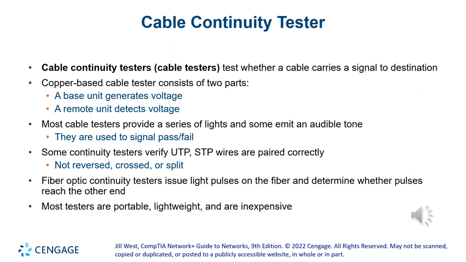So these are the ones that I was talking about, a cable tester that will do everything. It will test all the pairs. It will generate a signal. It will send that and try to receive it on the other end. It will give you a series of lights or tones just to tell you pass or fail. Some of them will verify if it's UTP or STP, and if the pairs are going correctly.